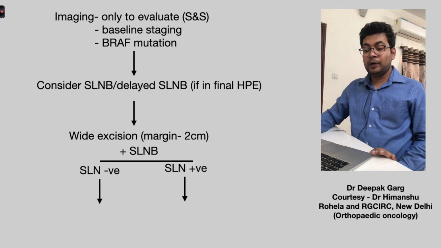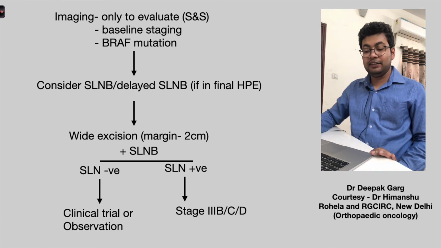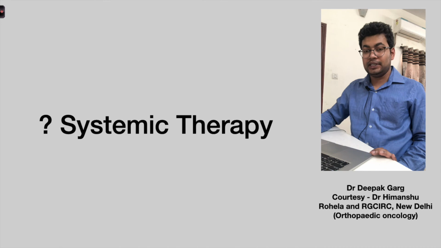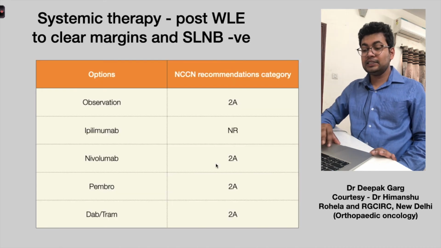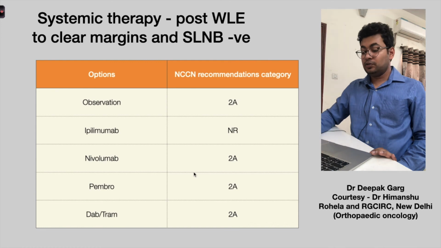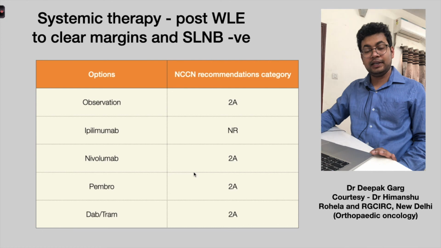If the sentinel lymph node biopsy is positive, then we have seen the treatment in our last videos, and if it is negative, then the treatment should be under a clinical trial, or if our margins are negative, we can just observe the patient. Should we give systemic therapy in these patients? This is a chart where observation is category 2A and systemic therapy is also 2A as per the NCCN guidelines. So we can observe these patients, or we can give immunotherapy or targeted therapies depending upon their status.